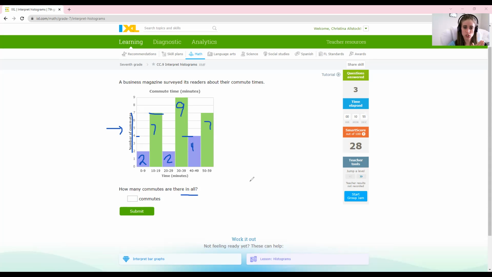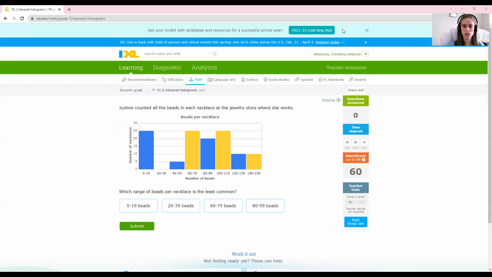Now that we know how much each section has, if we want to figure out how many it has in all, we need to add all of them up. So we need to add 2 plus 7 plus 2 plus 9 plus 4 plus 7, giving us a total number of 31 commutes. All right, let's just do a couple more questions together.